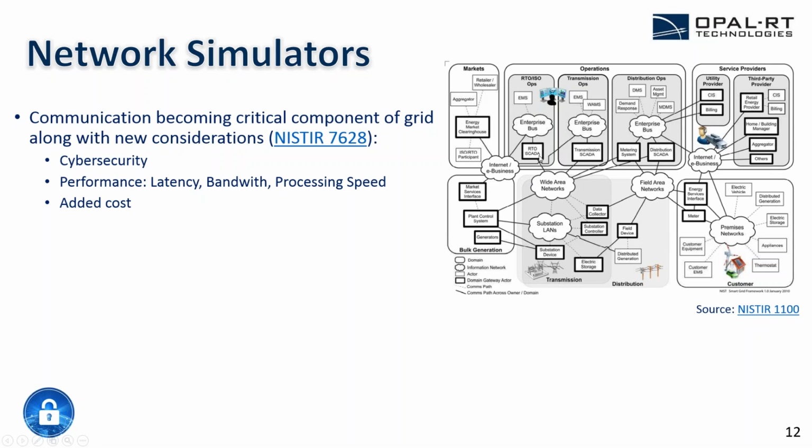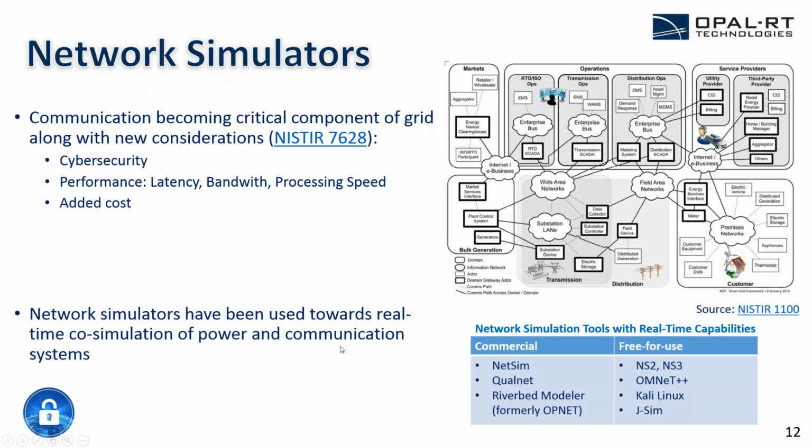But if you want to take it to the next level, considering how important and complicated communication networks are becoming, if we look at this diagram on the right, we can see what NIST views as the future of the grid in terms of communication. This has obviously cybersecurity implications. It also has severe performance implications. It's also extremely costly to implement such systems. So what could potentially be used to minimize cost and still work on highly complex scenarios are network simulators, some of which are commercially available and some free for use at the time.